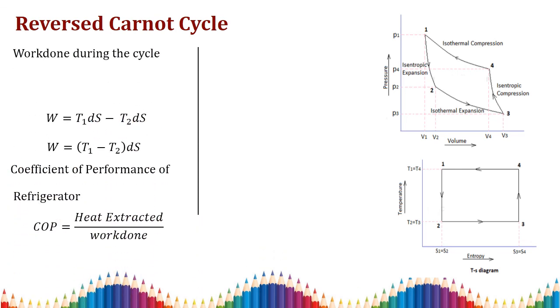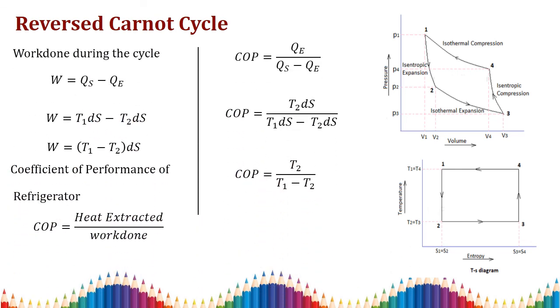So with this, we can apply this reversed Carnot cycle for two different devices. First one we are going to see is the refrigerator, and second one is the heat pump. Okay, so how the COP will be derived for the refrigerator and heat pump from the reversed Carnot cycle. We know that the work done during the cycle will be heat supplied minus heat extracted, or otherwise here we can just write that as minus W.